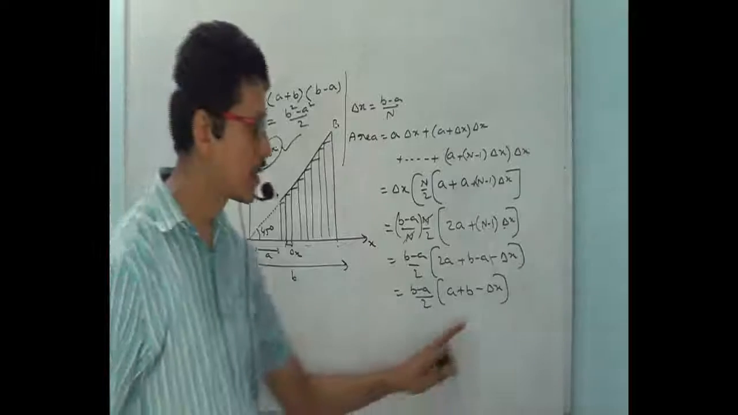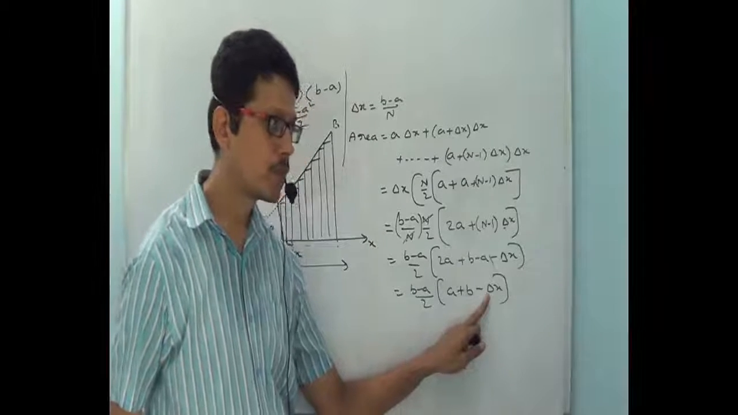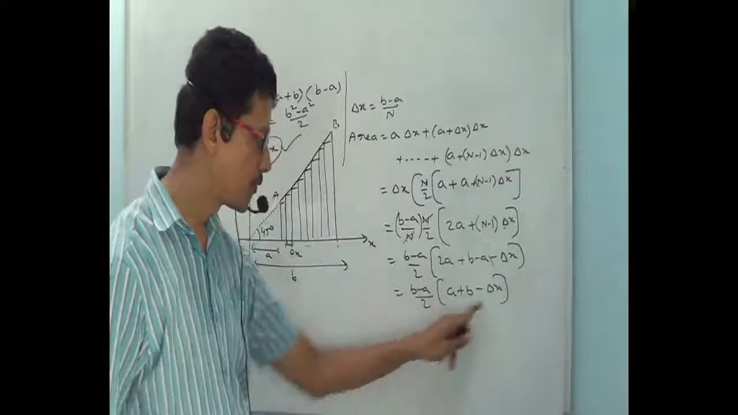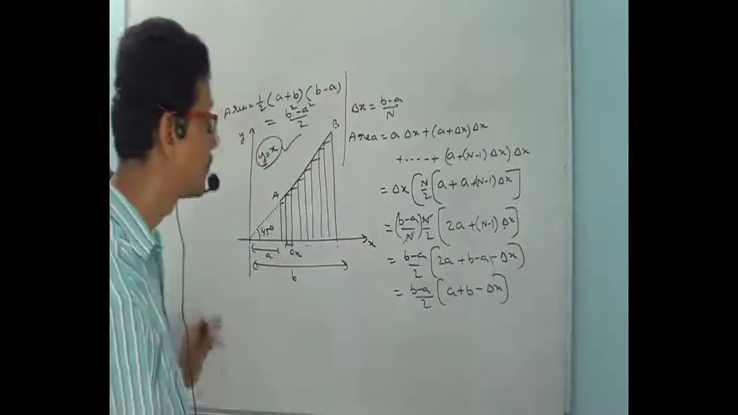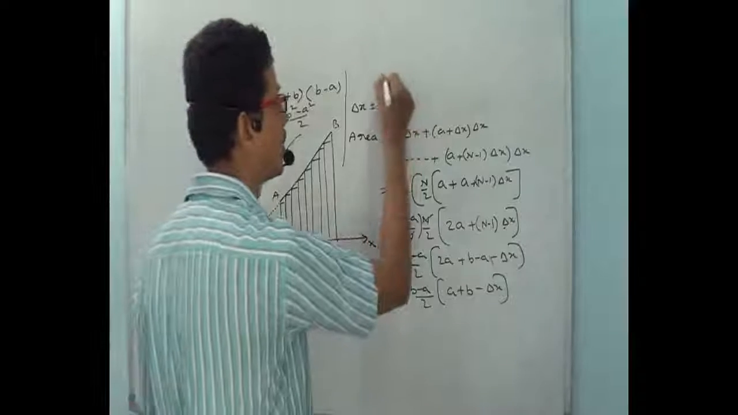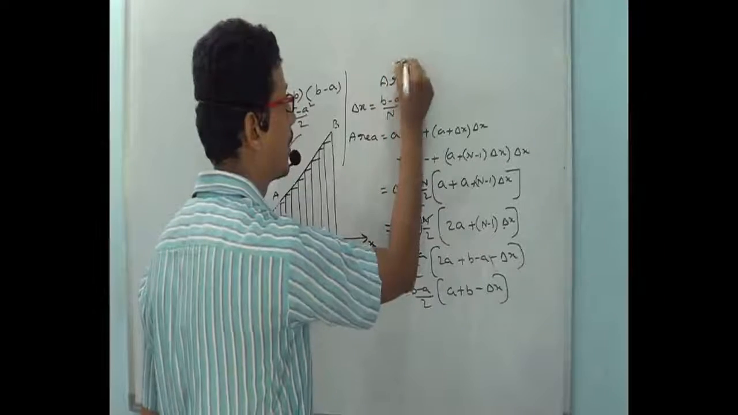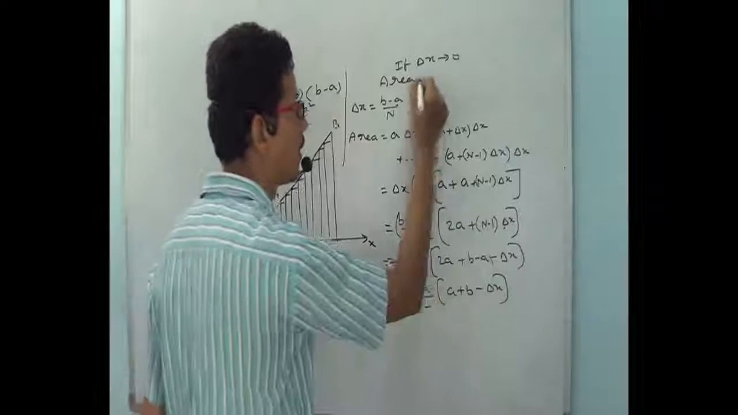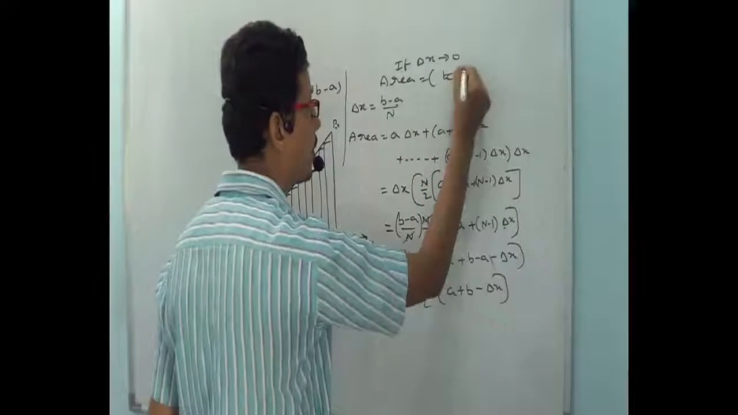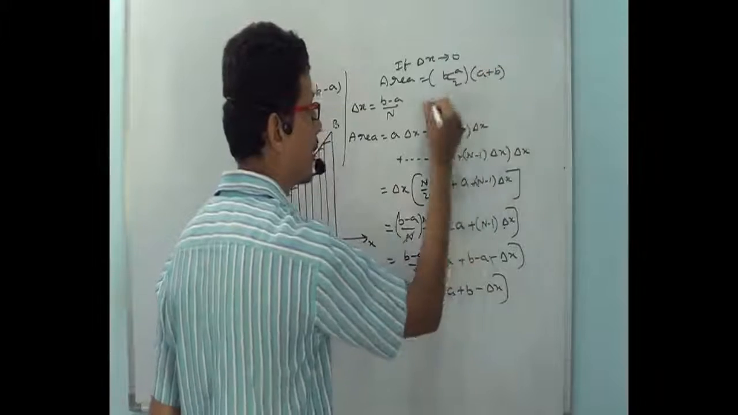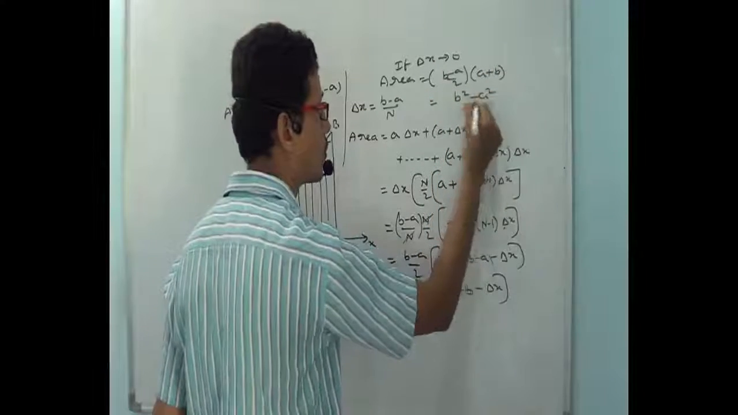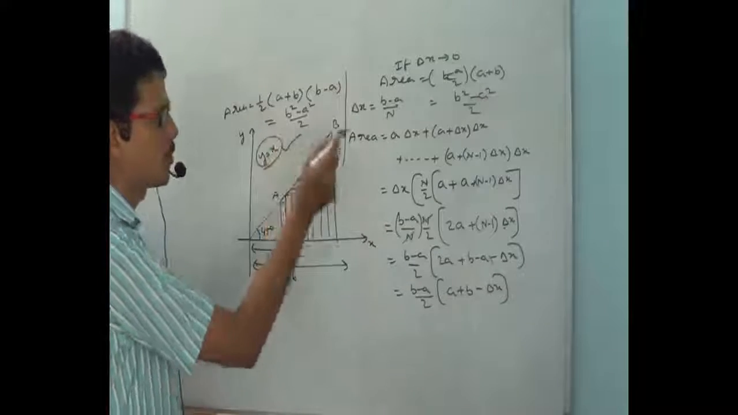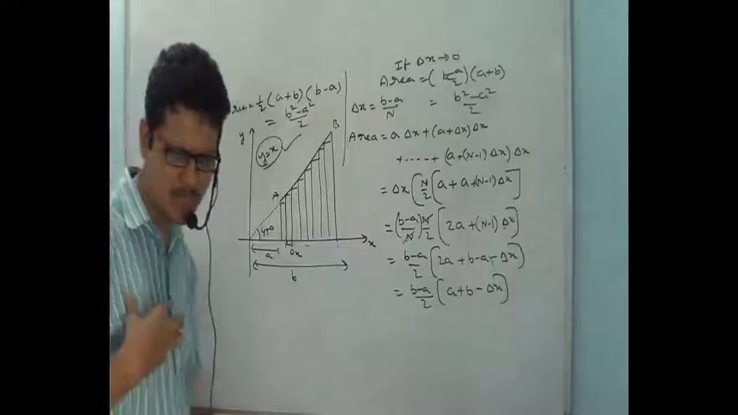So what if delta x is tending to 0? If I take delta x as 0, what is the area? The area, if delta x is tending to 0, almost equal to 0, is b minus a by 2 into a plus b. That is nothing but b square minus a square by 2. Same answer we got, right?